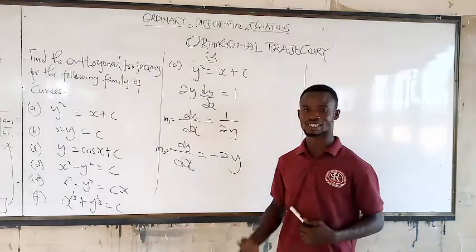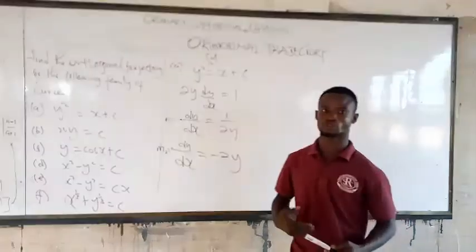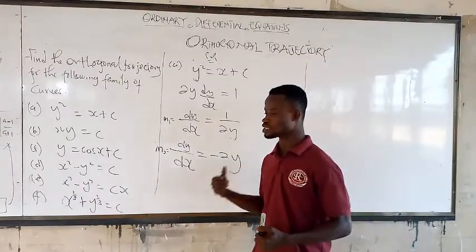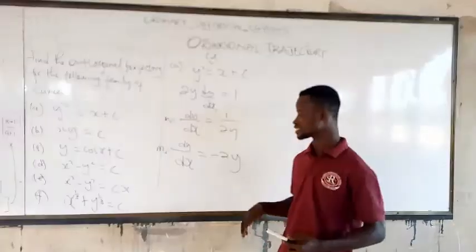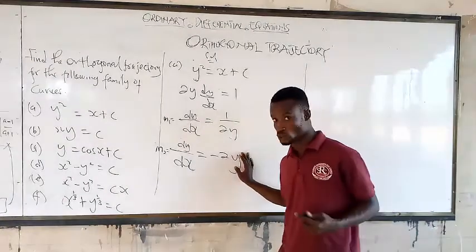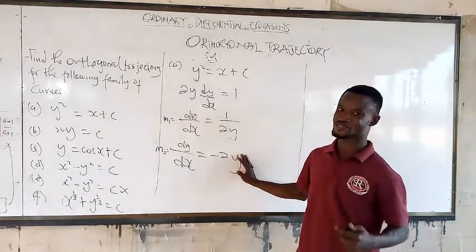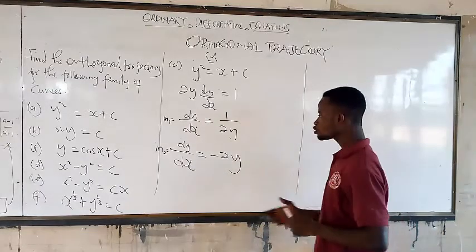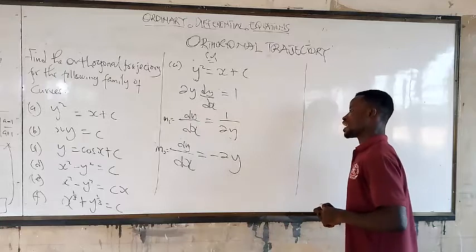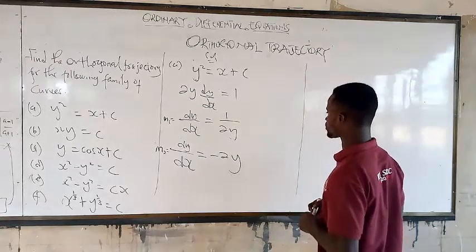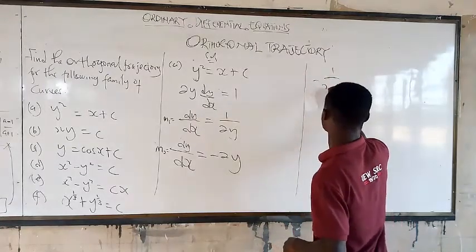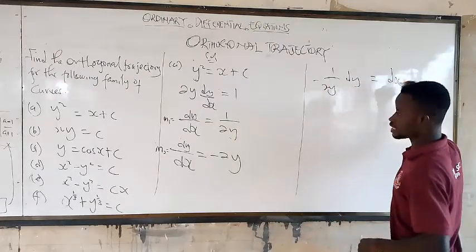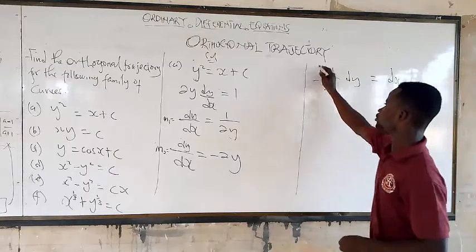So it's not always that when you are dealing with orthogonal trajectory, we apply separable differential equation. It depends on the differential equation that you have. Don't forget that. I know the reason why I'm saying that. When we get there, I will let you know. Alright. So we can solve this only by separable differential equation. So 1 over 2y dy is equal to what? dx.